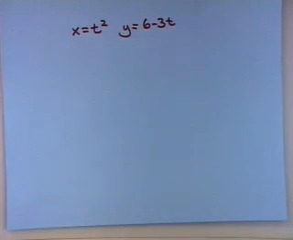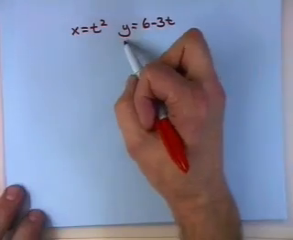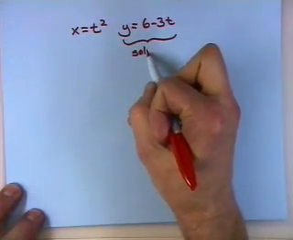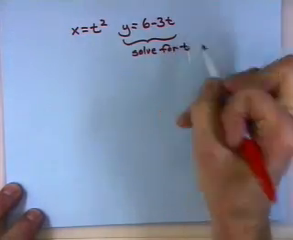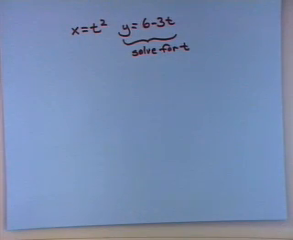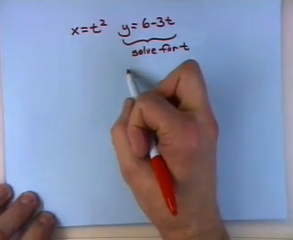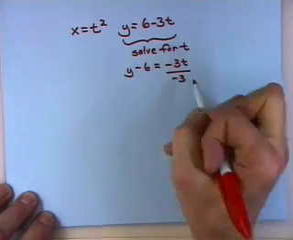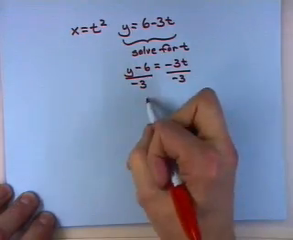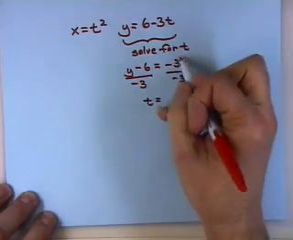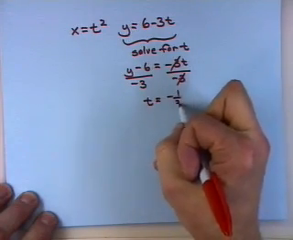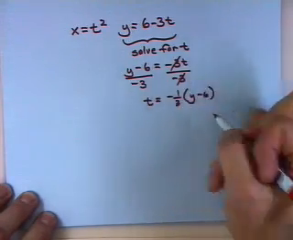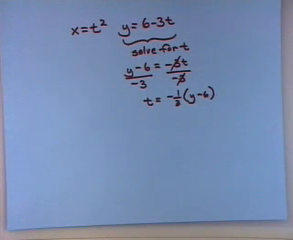How do you want to start that? Can we take this one and solve for t? It is linear, so I think we ought to be able to solve that for t in terms of y. So let's subtract 6 from both sides, and then divide by -3. So there's what t is equal to from the second equation.